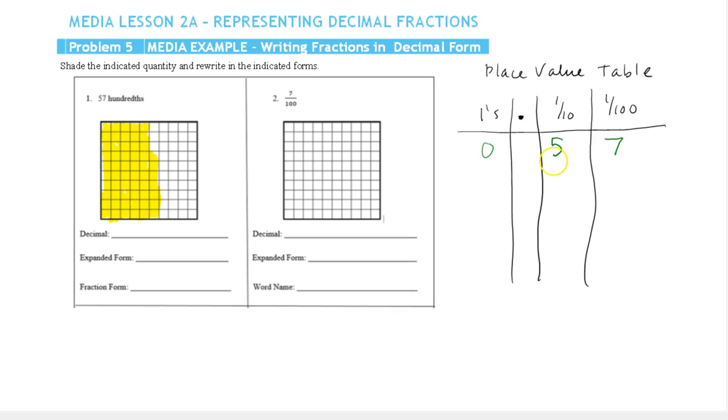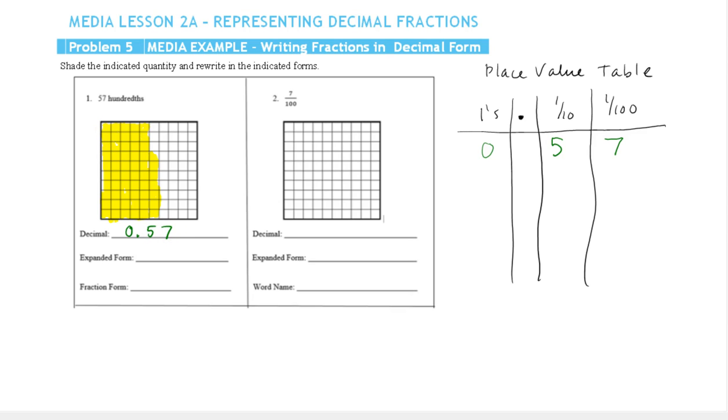So you can read this number by reading the number from the decimal, 57, and then use whatever the place value is of the rightmost digit, so 57 hundredths. Okay, so as a decimal, it's 0.57.